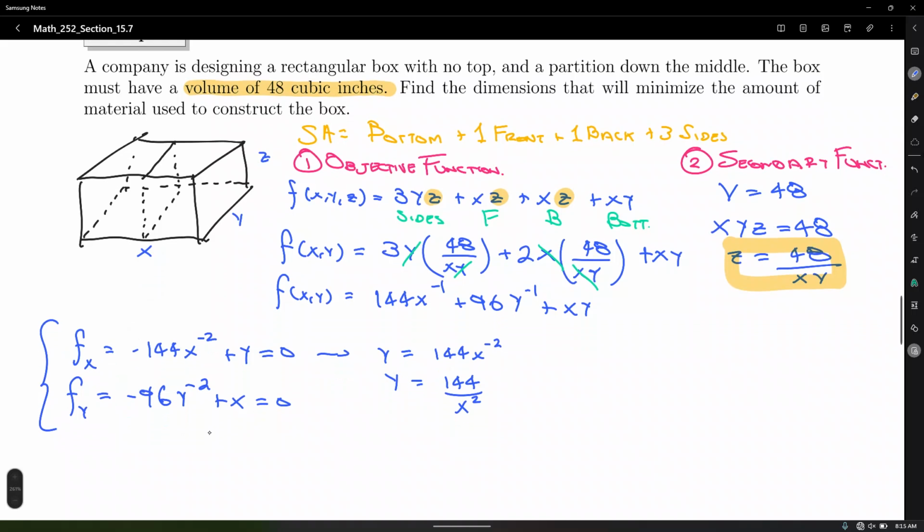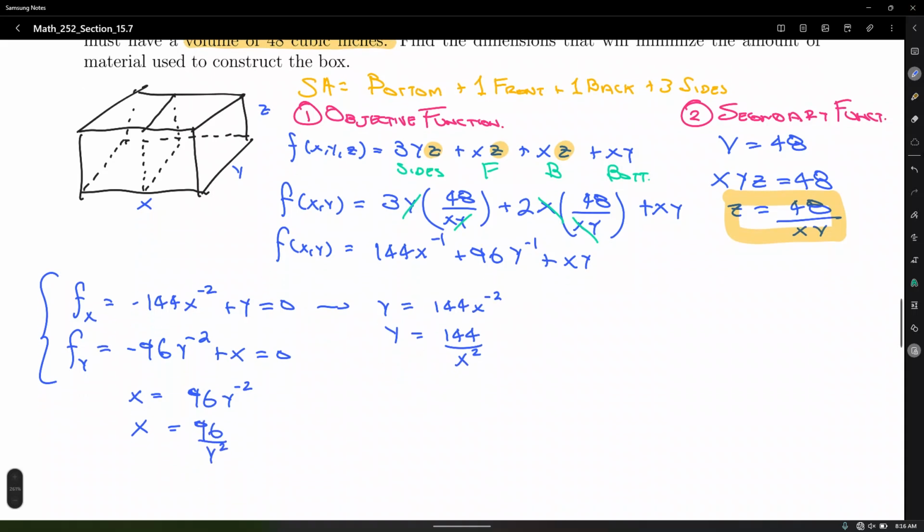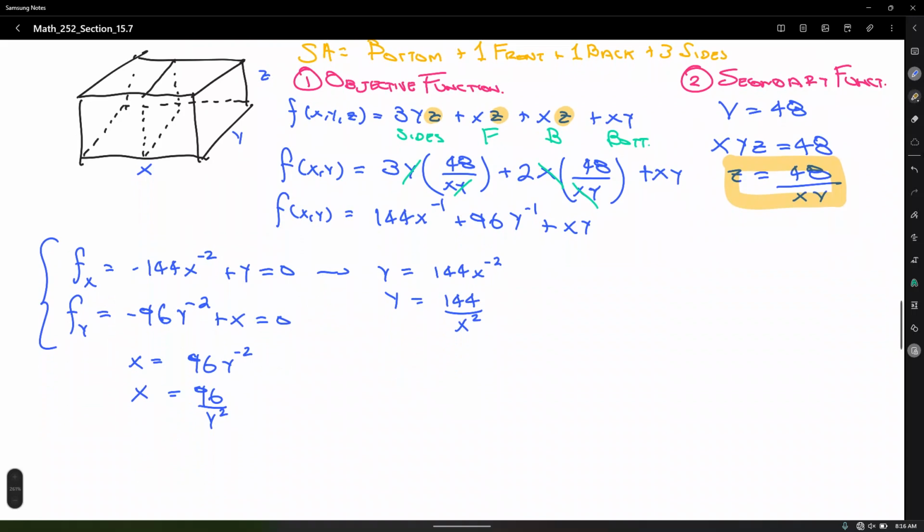Okay. So over here, that's going to be x equals negative 96 y to the negative 2, which is the same as saying x equals positive, not negative, positive 96 over y squared. Okay? So, what do you say we substitute this y over here, and don't forget to square this. Okay? All right.